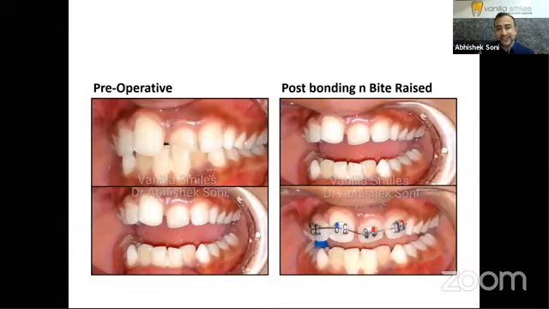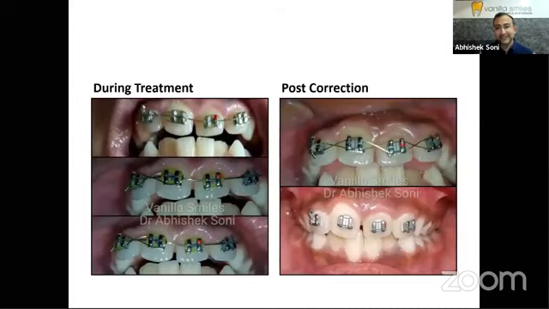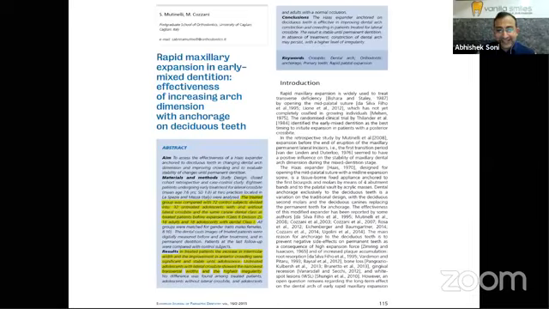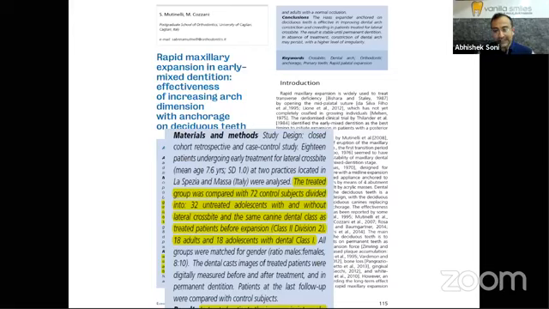This was a case of a single tooth crossbite treated with, again, a 2x4 appliance. We raised the bite and we stabilized it with a cross arch wire. You can do your rapid maxillary expansions after due analysis and in tandem with your orthodontist.